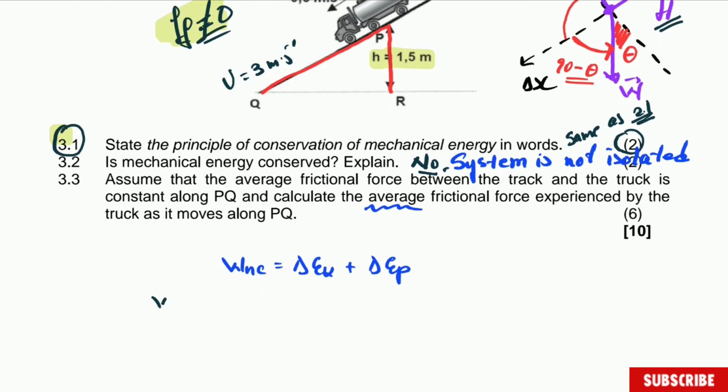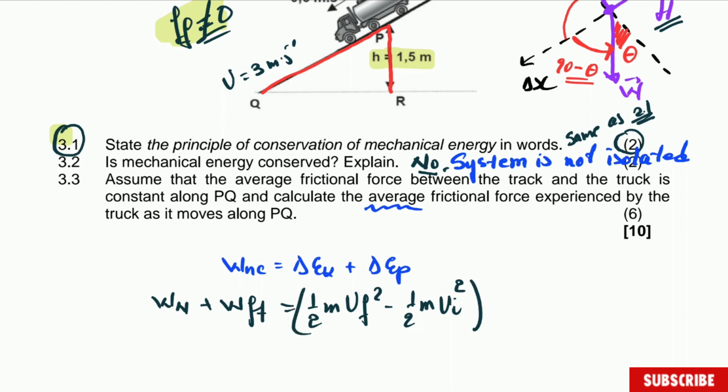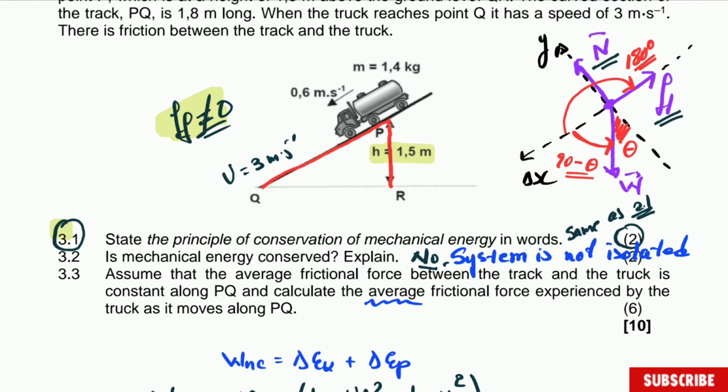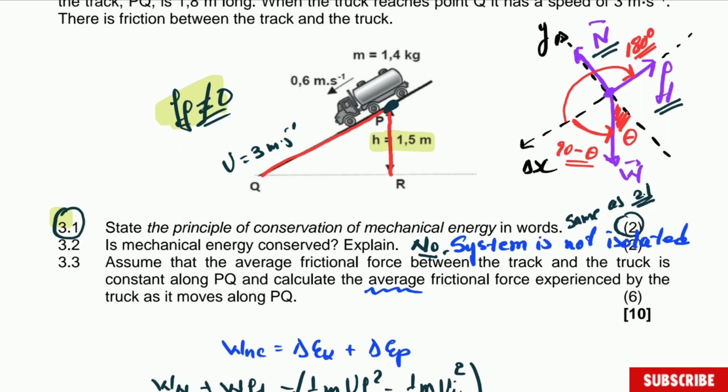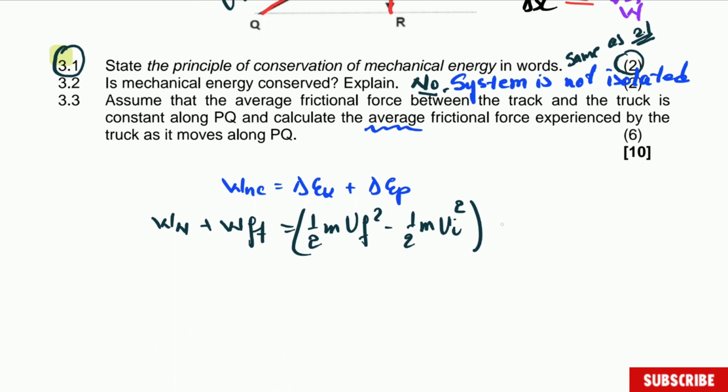So the work done by normal plus the work done by friction, that is the work done by the non-conservative forces, is equal to half the mass multiplied by the final speed squared minus half the mass multiplied by the initial speed squared. Note the following: the initial speed is not 0 because the object was moving when starting the motion at 0,6 meters per second. Be careful with that one.